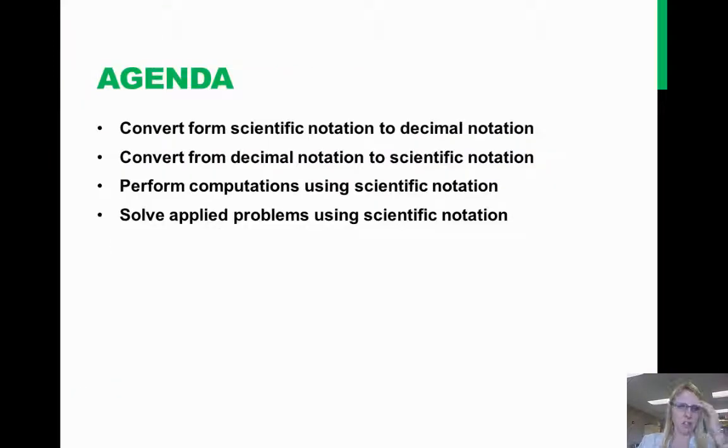On our agenda is to convert scientific notation to decimal notation, and then back again from decimal notation to scientific notation. We're going to perform computations using scientific notation, and we are going to solve applied problems using scientific notation.